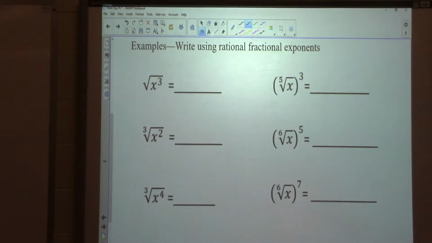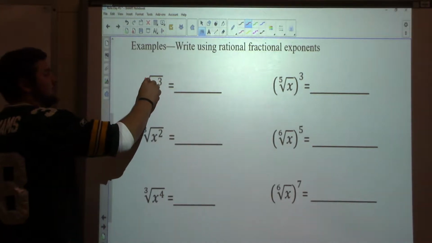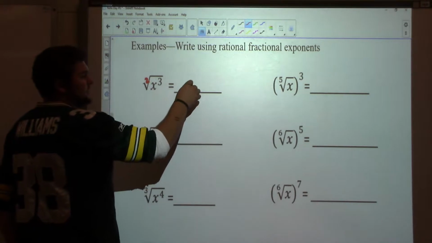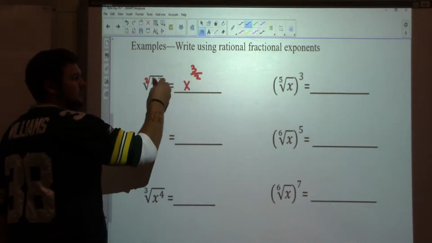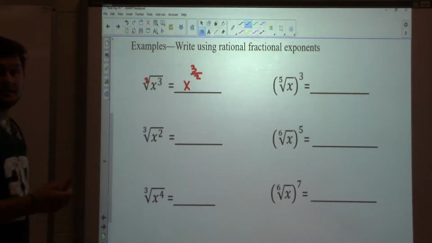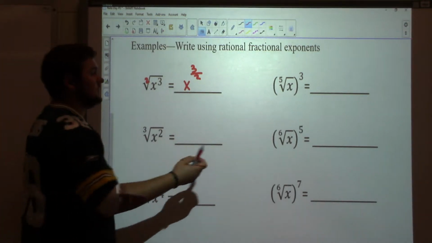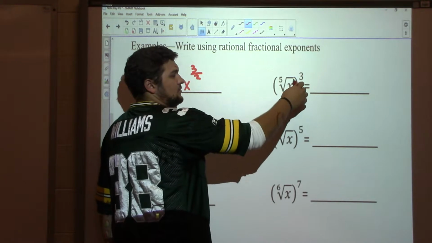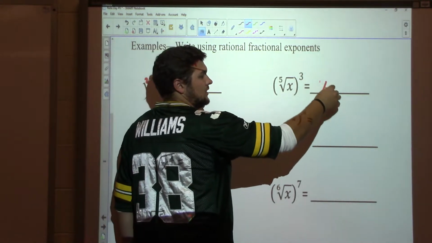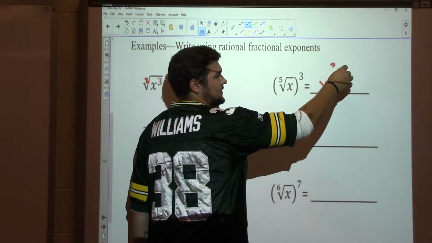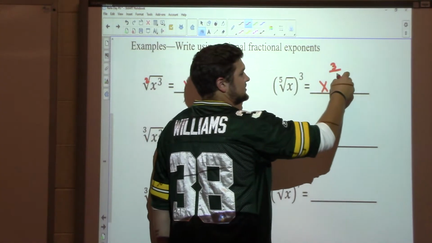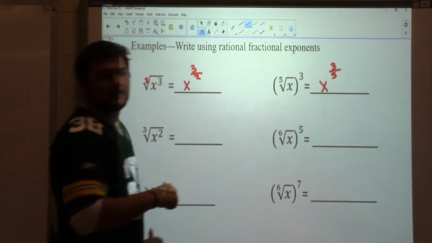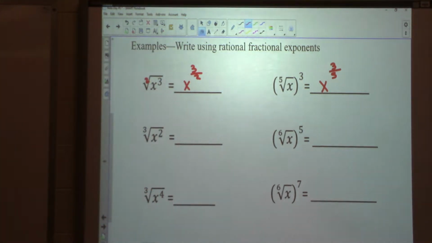So the first one, the square root of x cubed. Well, we said the square root has a root of 2. So it should become x to the 3/2, right? My power becomes my numerator, my root becomes my denominator. So it's x to the 3/2. The second one, the fifth root of x to the third power. Well, my power is my numerator, whether it's underneath the radical or outside, and my root is my denominator, so it's x to the 3/5. Does that make sense? Pretty easy? Okay, let's keep going.